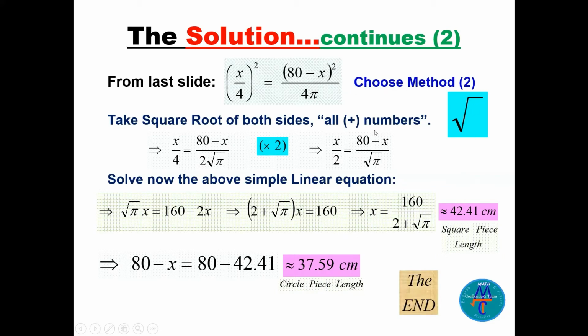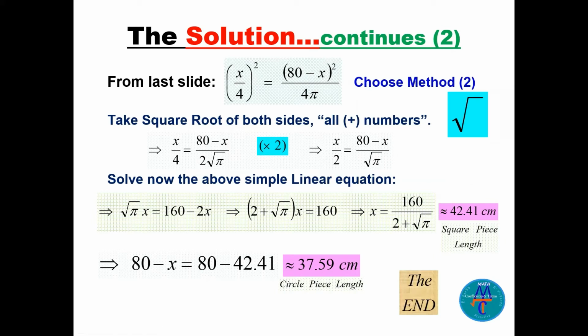I take the square root of both sides. This will be x over 4 on the left. On the right, the square root gives 80 minus x over 2 square root of pi, because there is no square on the pi. Let's multiply this equation by 2 on both sides. So it will be x over 2 equals, when you multiply by 2 you cancel, 80 minus x over square root of pi.